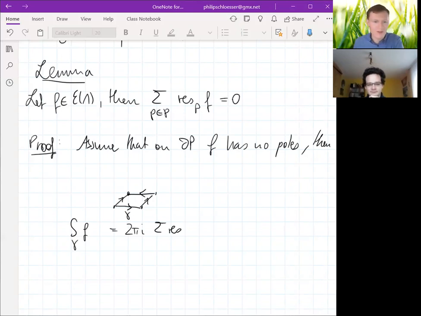But note that the function down here is actually the same as up here. So the integral along this path is the same as the integral along this path, but with a minus sign. And similarly, the integral along this line is the same as the integral along this line, but again with a minus sign. So the integrals cancel and you have 0.